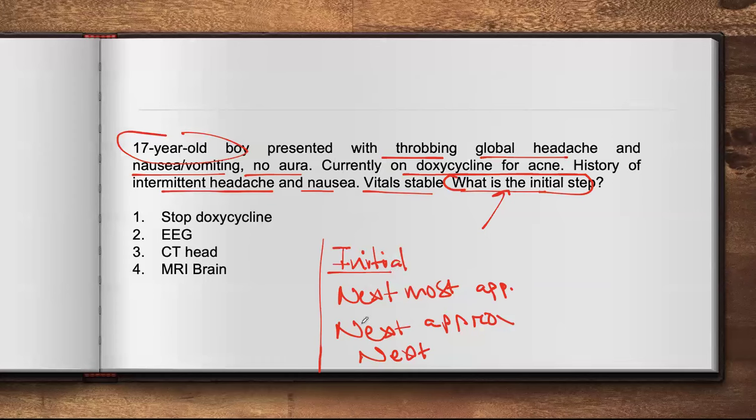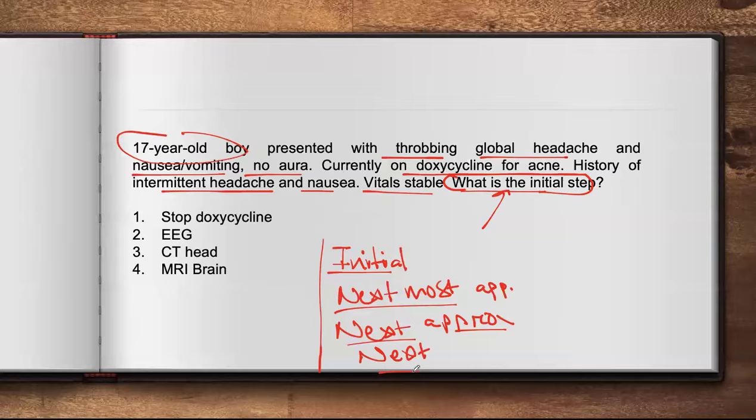So initial, next most appropriate, next, or next appropriate, any of these are similar questions. That means they just want to know what's going to be your initial step, or they have done something and what's going to be the next.